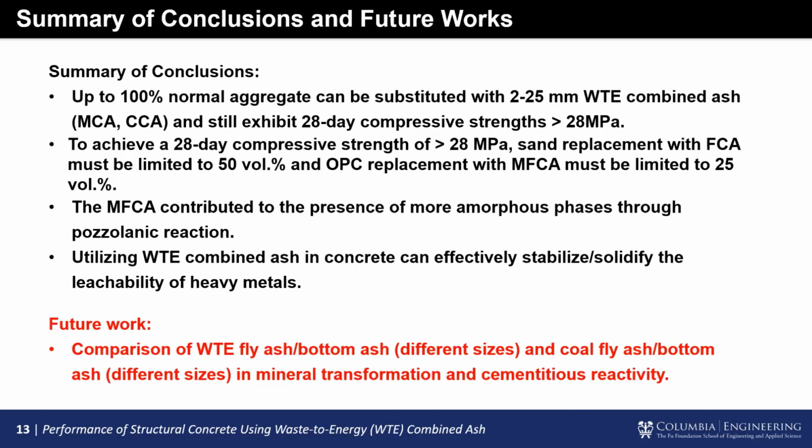And for the cement mortar, to achieve an attainable compressive strength of 28 megapascals, the sand substitution by the fine combined ash is limited to 50 volume percent. And when the melt fine combined ash replaces the Portland cement, the replacement is limited to 25 volume percent. And for the transformation, the melt fine combined ash contributes to more amorphous phases through the pozzolanic reaction. This is a very interesting phenomenon.